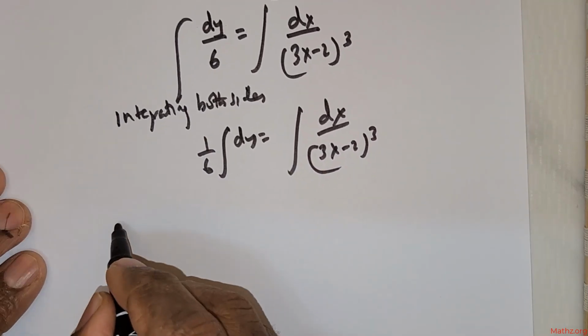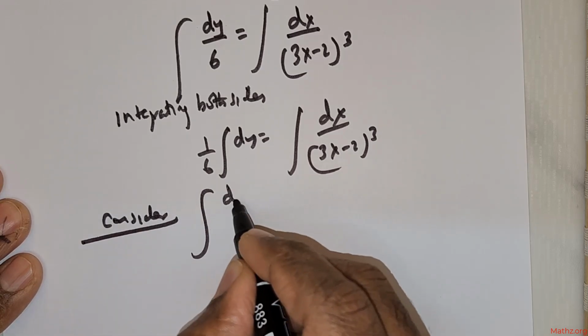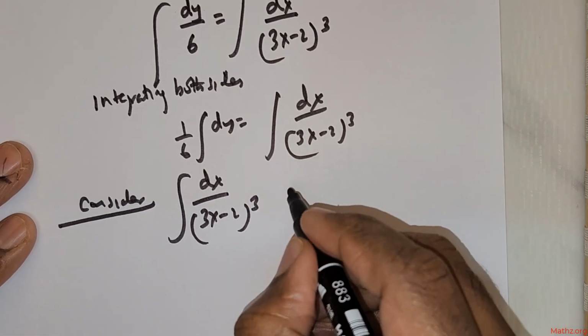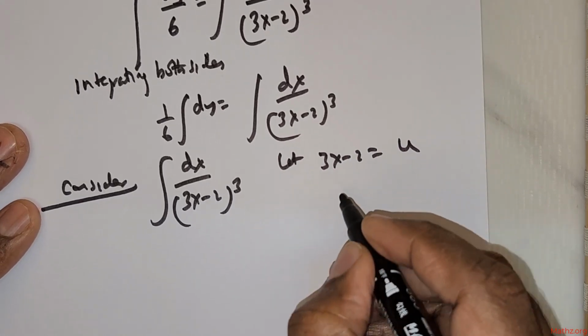So what I wish to do is I will start up like this. Consider the integral dx over (3x - 2) raised to the power of 3. Now let me take 3x - 2 to be equal to some u.